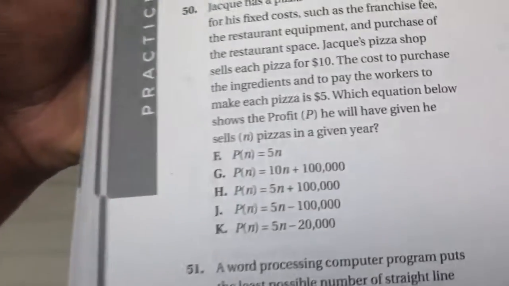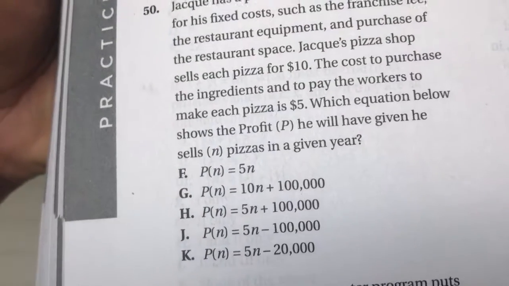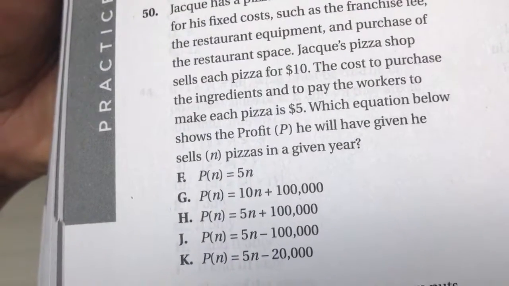And which is the answer choice? Let's see. Where are we at? J, 5n minus $100,000.